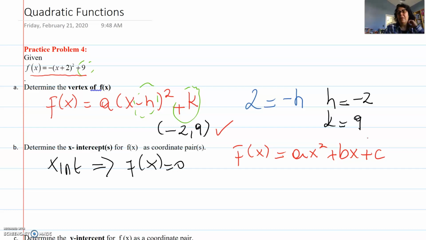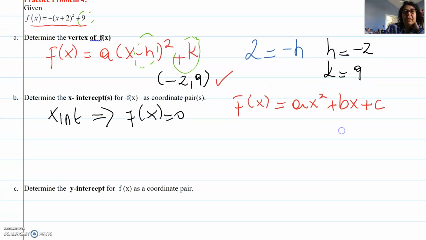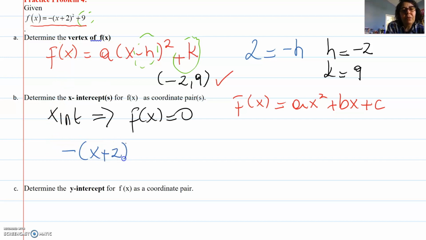So there are multiple ways for us to be able to find the x-intercept. I'm going to choose way 1, and I will also show you the quadratic formula. But this definition is not going to change. Function will be equal to 0 at the x-intercept. So we're going to take that function, negative x plus 2 quantity squared plus 9 equal to 0. Okay, and then let's add some steps here.